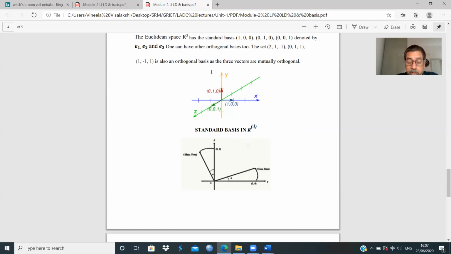So in this particular lecture, we have tried to understand the basic definition of linear combination of vectors, linear span, the definitions of linear independence and linear dependence, what is a basis for a vector space, and what is an orthogonal basis, and the importance of an orthogonal basis.